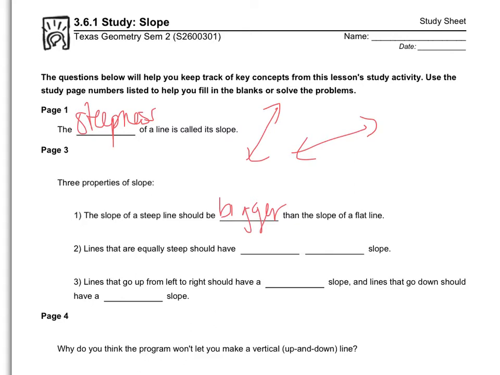Lines that are equally steep should have the same slope, and lines that go up from left to right, so they look like this, should have a positive slope, and lines that go down from left to right should have a negative slope.